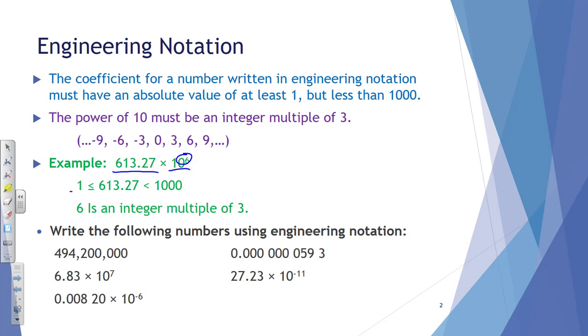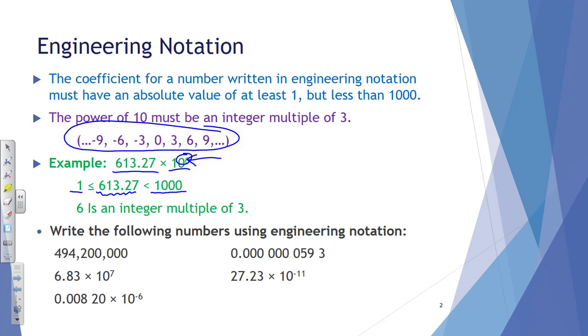The other catch is, since that exponent is more restrictive, the coefficient is a little bit less restrictive. We don't have to stay between 1 and 10 anymore. Now we get to stay between 1 and 1,000. That extra range for the coefficient gives us the ability to always make that exponent some multiple of 3. So let's write these 5 numbers using engineering notation. You already know how to put them in scientific notation.